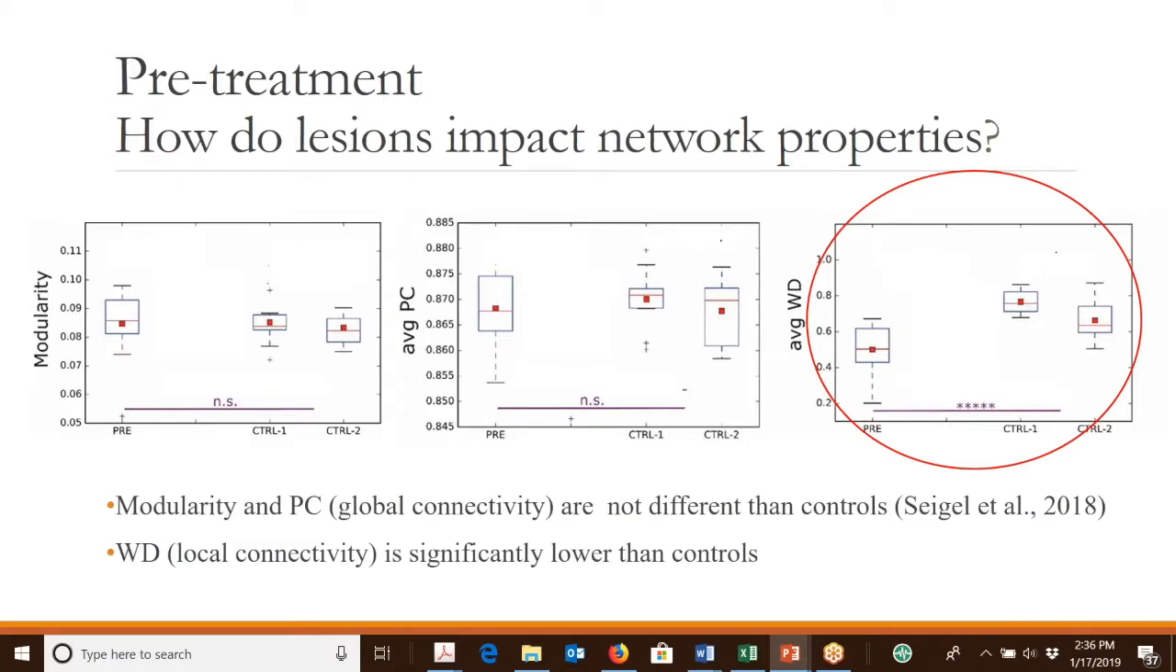So modularity and PC, the global connectivity, are not different than controls, consistent with what Siegel et al. found in terms of the chronic stage. But WD, this local connectivity, is significantly lower than control. So the integration of the local networks is lower than in controls.